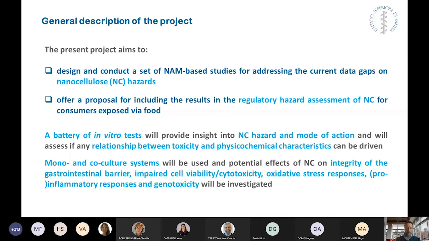So we set up a battery of in vitro tests, providing insight into nanocellulose hazard and mode of action, and also with the aim to assess the potential relationship between toxicity and physicochemical characteristics, because, as I said, we aim to cover diverse materials with different physicochemical properties. And monoculture systems will be used, and a number of relevant endpoints will be addressed.